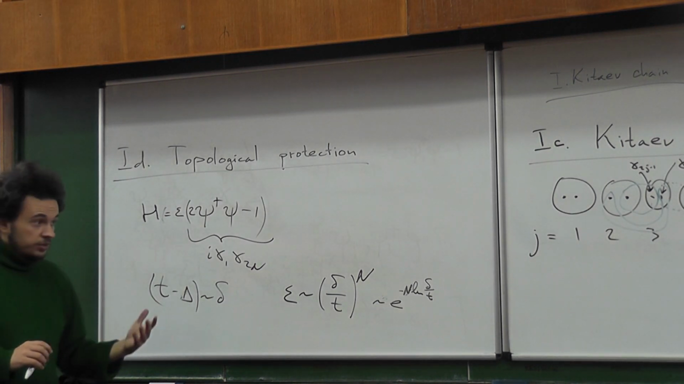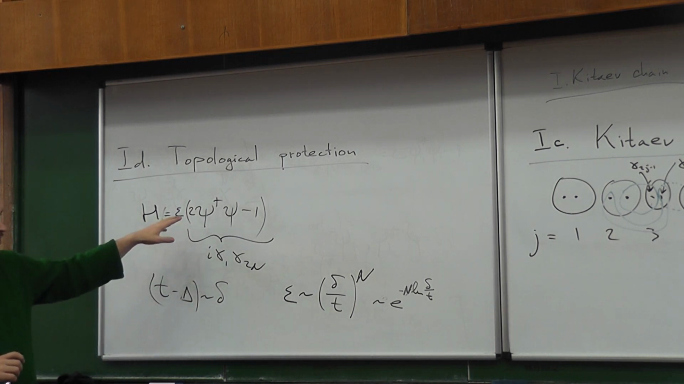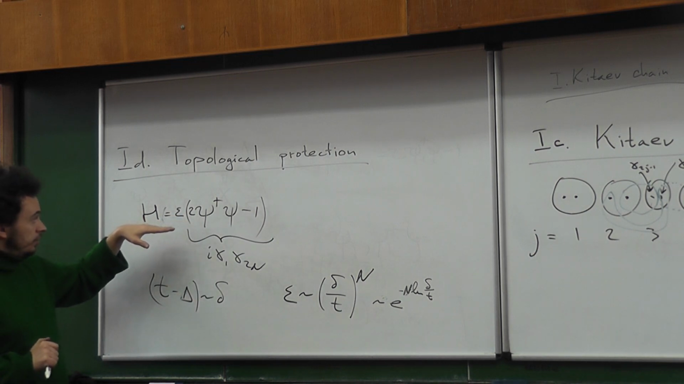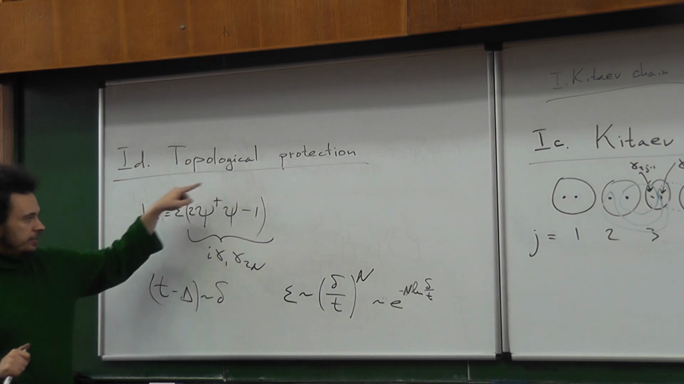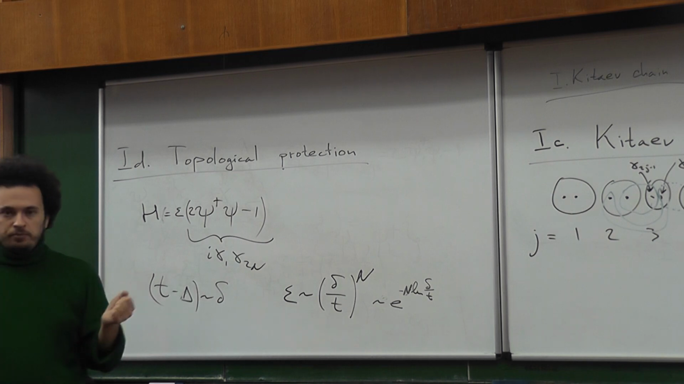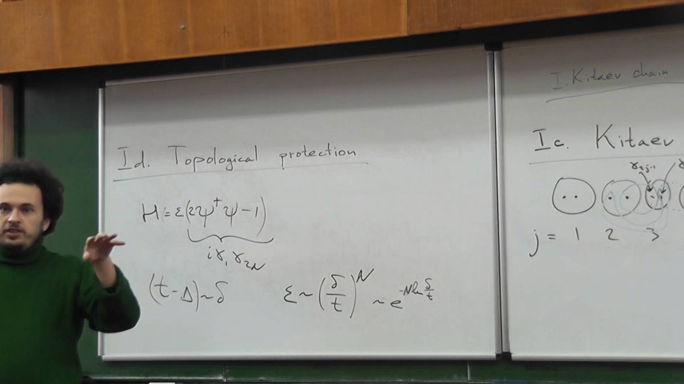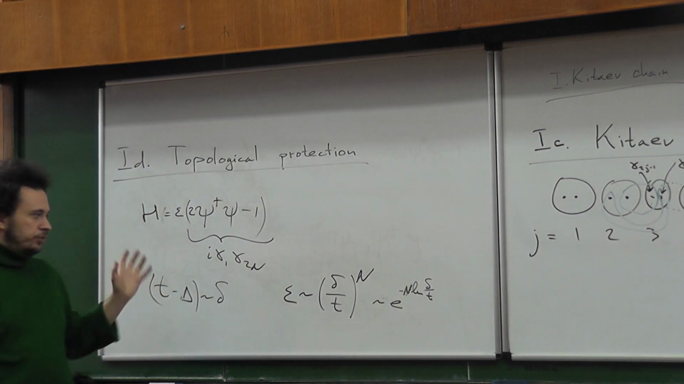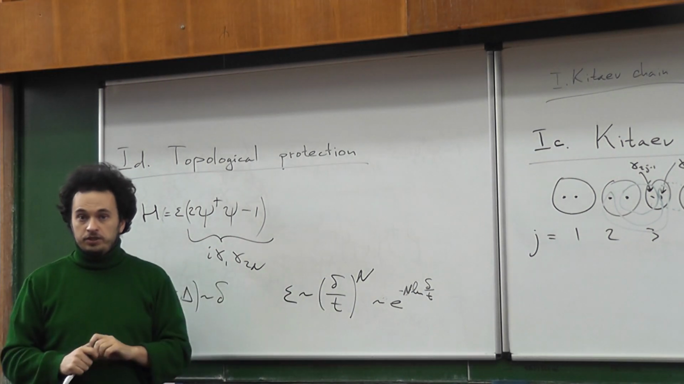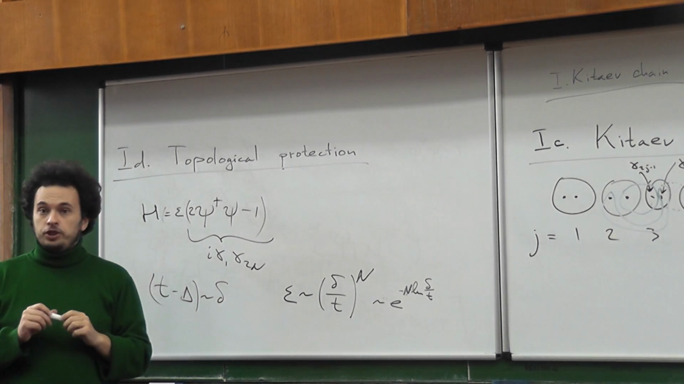Which means that since I need a non-local perturbation to get this degeneracy splitting, I can only construct it from local perturbations by applying many local perturbations, and that has energy cost, and the more local perturbations I have to apply, the less likely it is. So the smaller will be the degeneracy splitting. This property is called topological protection.